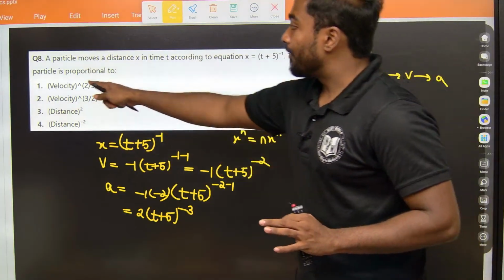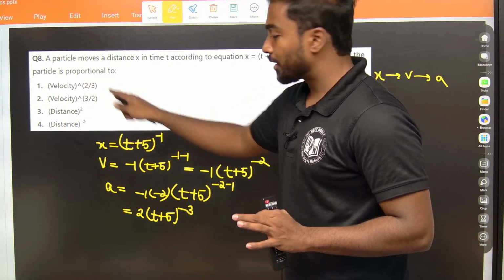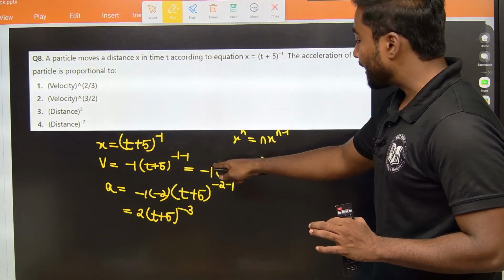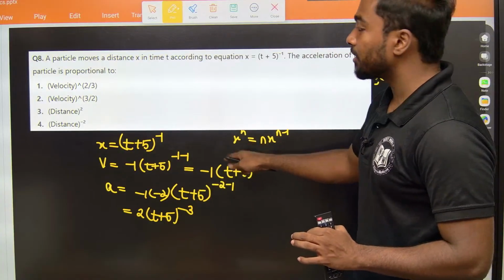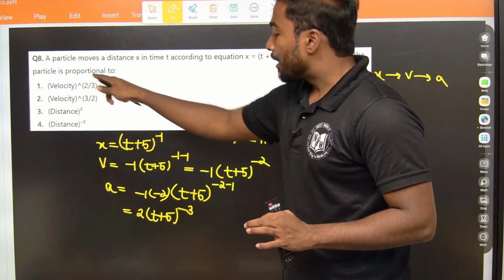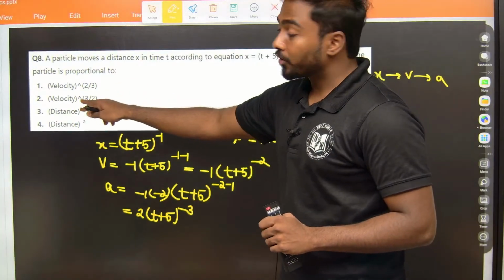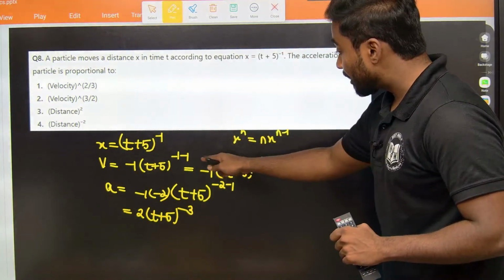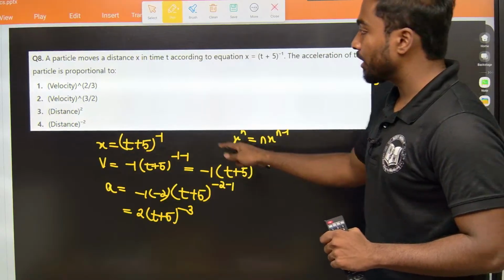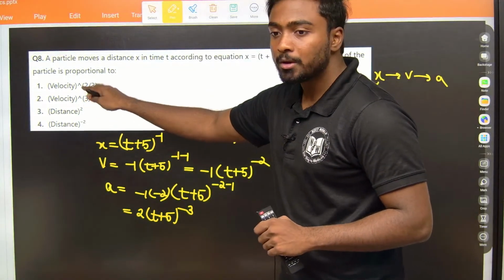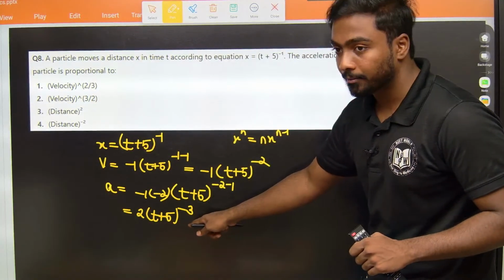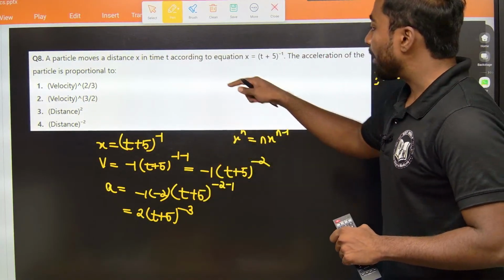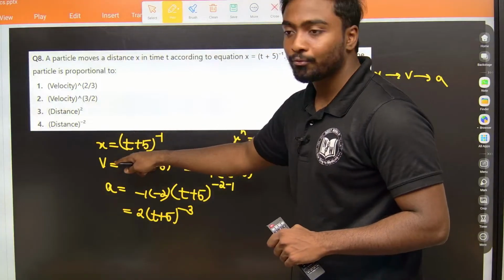What did they say? Velocity power 2/3. So what is the equation of velocity? -1 into (t + 5)^(-2). I should take this equation and substitute in option 1. Again option 2, what are they saying? Velocity power 3/2. Same velocity equation only I should take. Take the velocity equation, keep it in option 2 and see whether I am getting the acceleration. So I need to get this answer, using this x and the value of v.